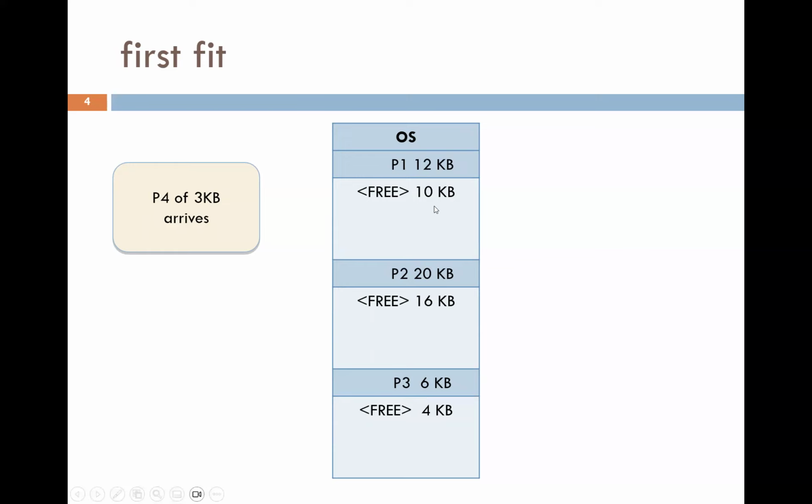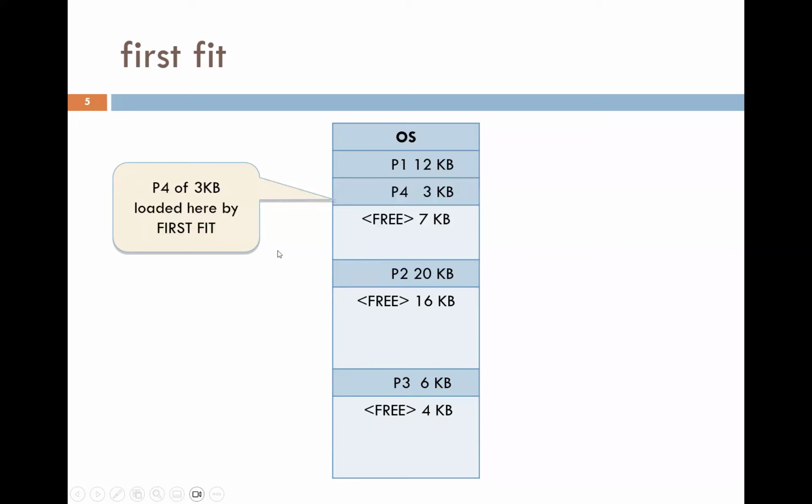The first hole itself is of 10 kb, which is larger than the process size of 3 kb. So yes, it is large enough to occupy this process. It will not search for the exact size; it will search for the first hole which is large enough. My condition is satisfied here, so it places the process P4 in the first free hole of 10 kb.